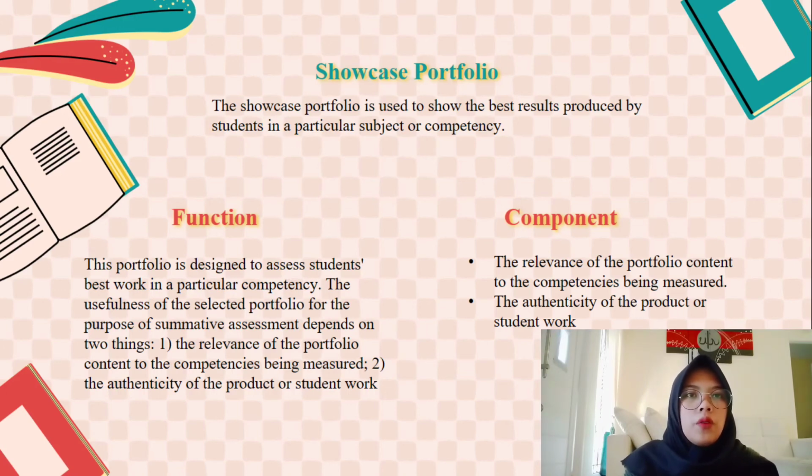The usefulness of the selected portfolio for the purpose of summative assessment depends on two things. The first is the relevance of the portfolio content to the competencies being measured, and the second is the authenticity of the product or student's work. The components in a showcase portfolio, like I have mentioned before, are the relevance of the portfolio content to the competencies being measured, and the second is the authenticity of the product or student's work.